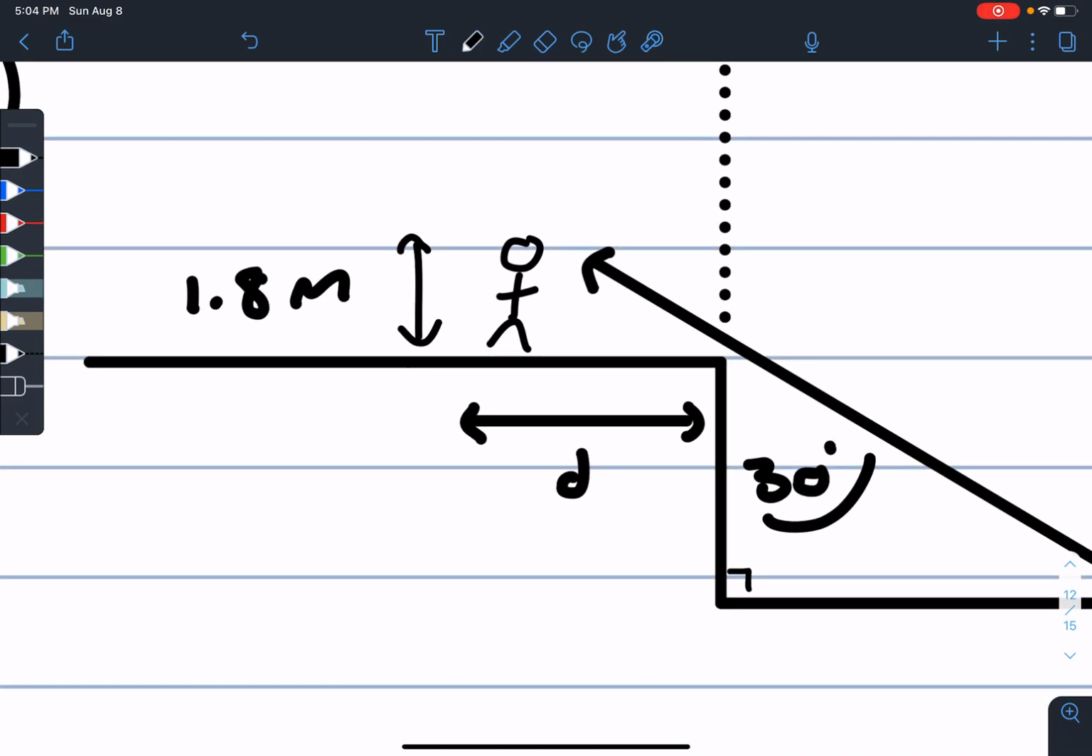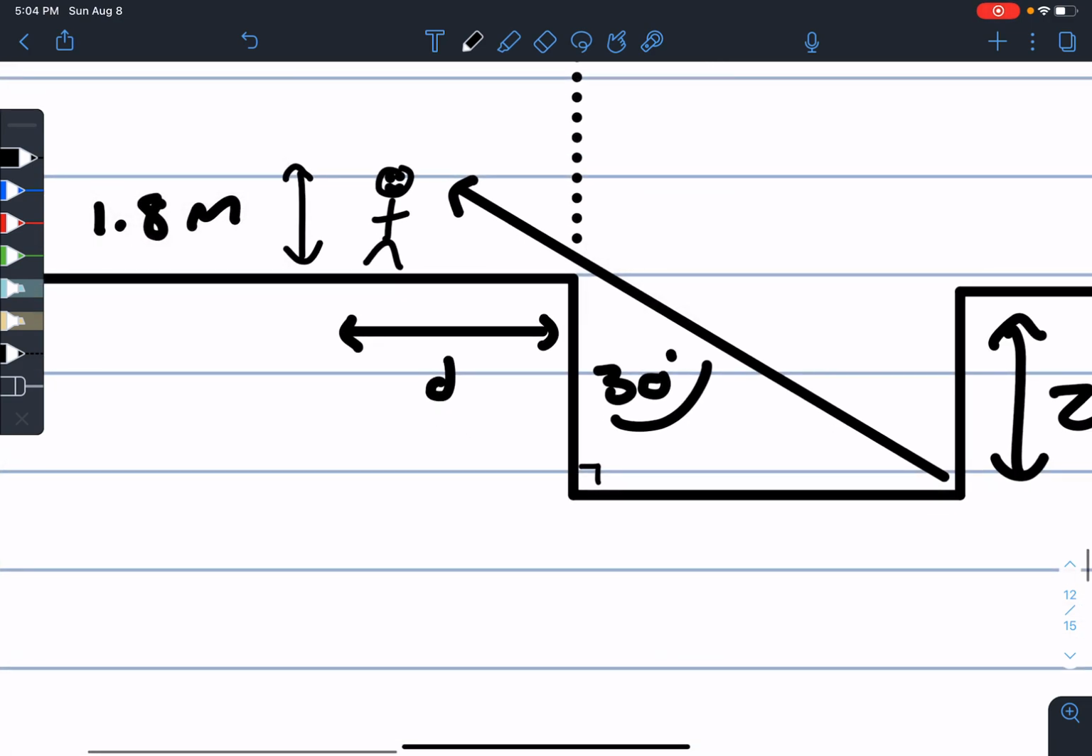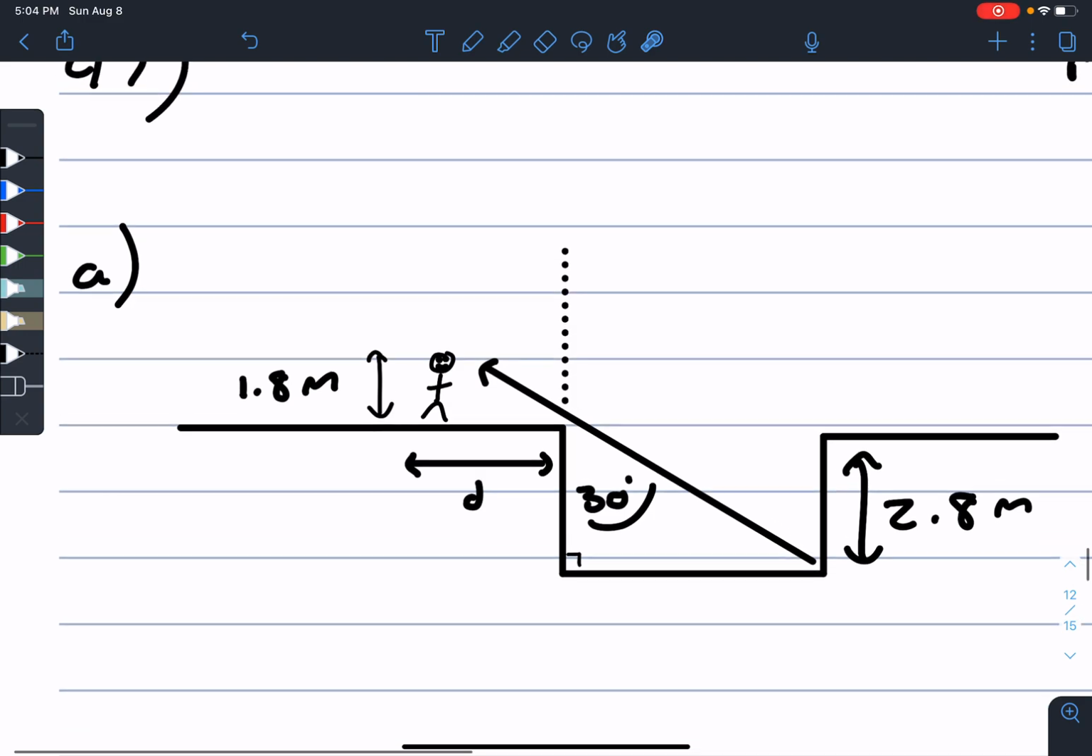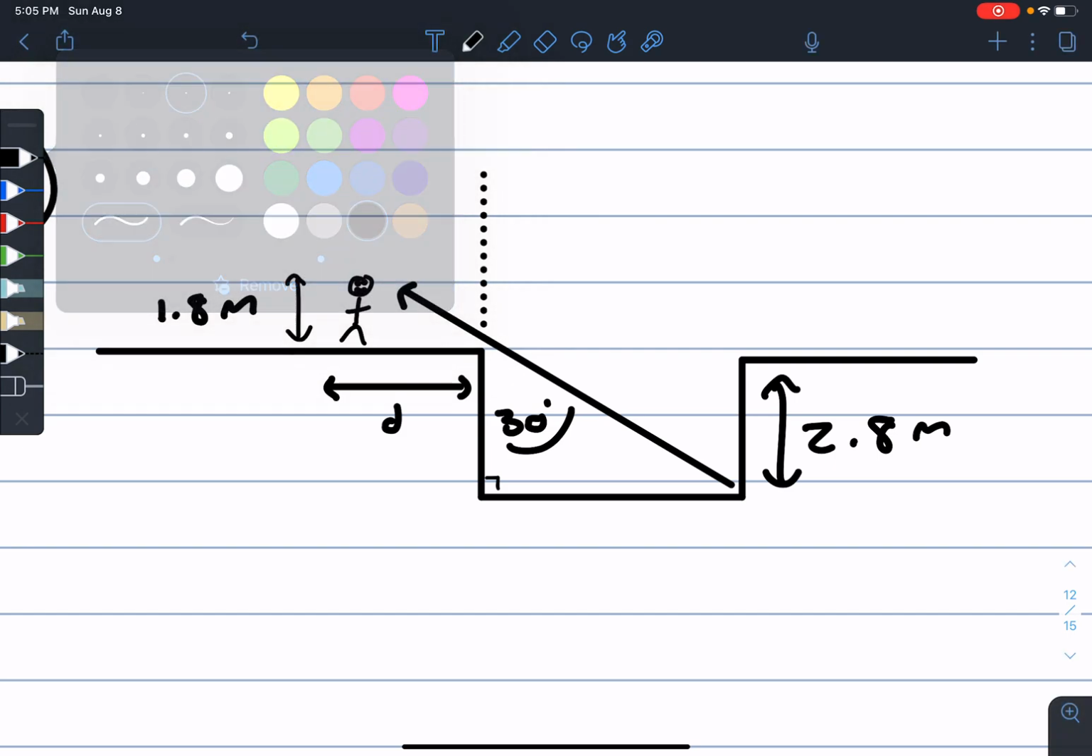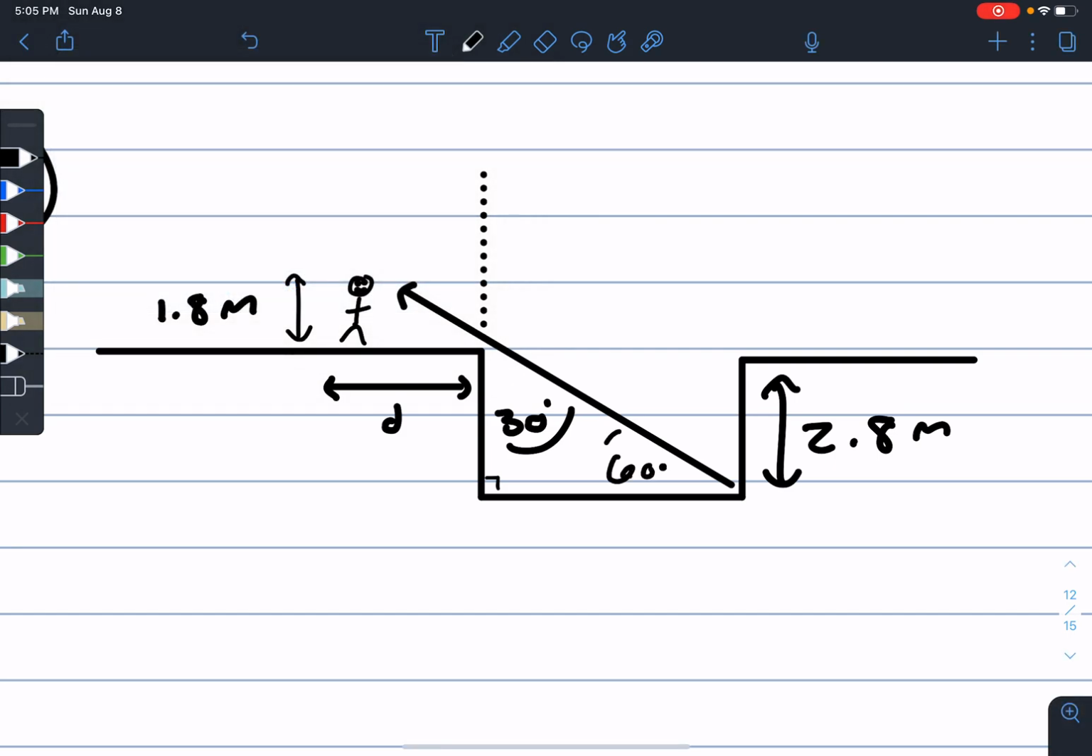We'll do it this way. Give him a little happy face. And then let's also figure out, okay, so this is a right angle. This angle is 30 degrees. That means that this angle is 60 degrees. So that's useful information. This is 60 degrees.